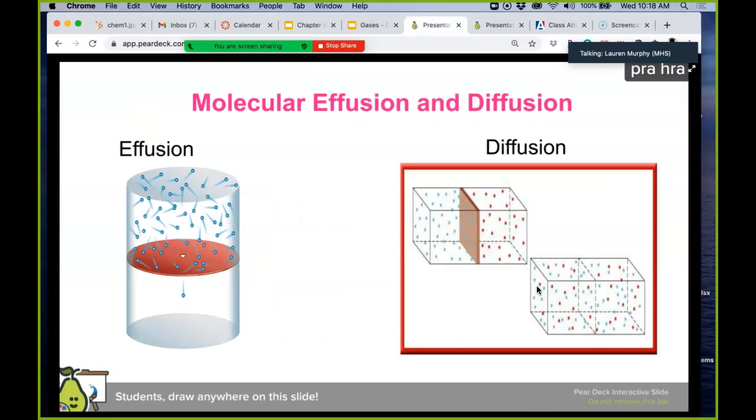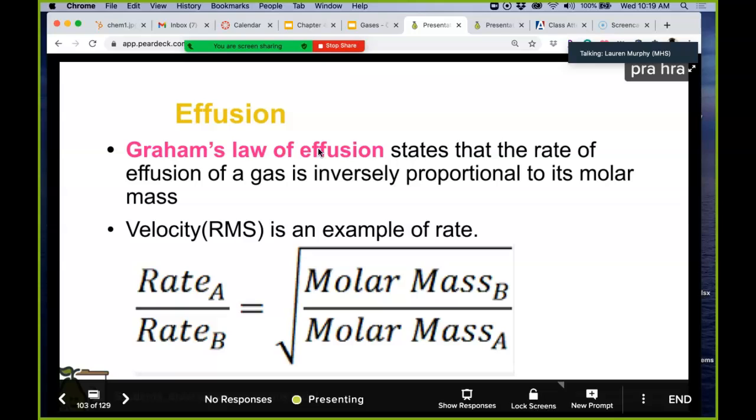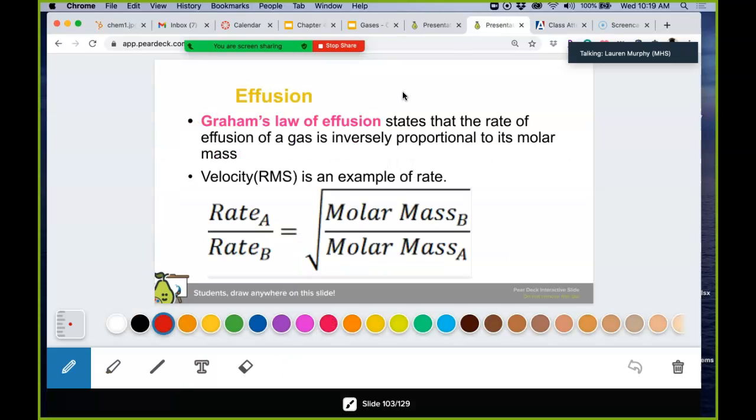Visually, the difference can be shown like this. You have a container with a barrier in it, and you remove it. The gas molecules aren't just going to stay on their own side. They'll mix evenly and diffuse, okay? And then effusion is the gas molecules trying to fit through a small opening. So this is the difference between diffusion and effusion. Now, this is called Graham's law of effusion. However, you can still use diffusion in this law.